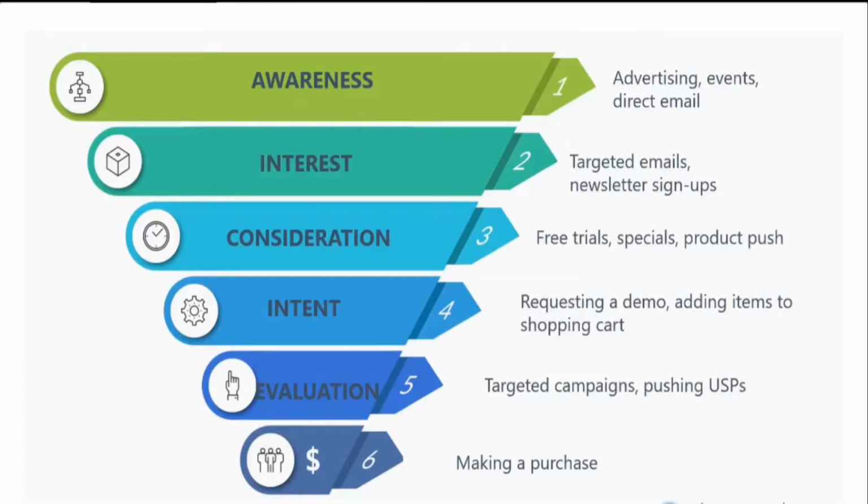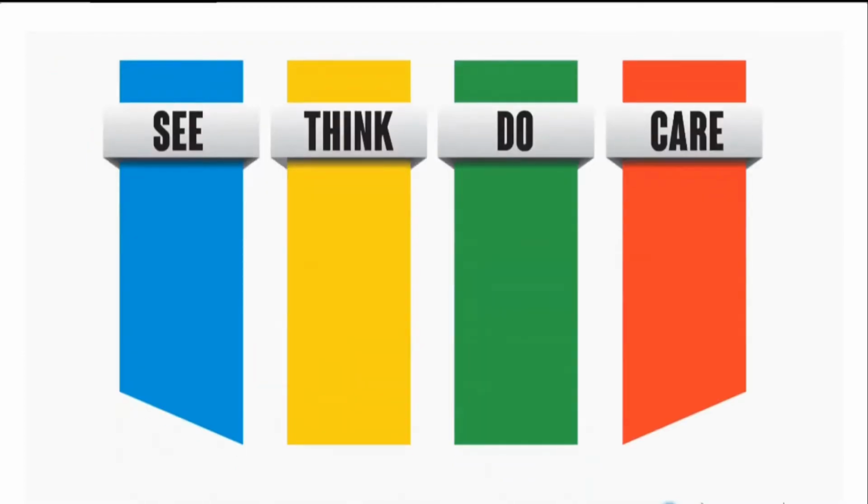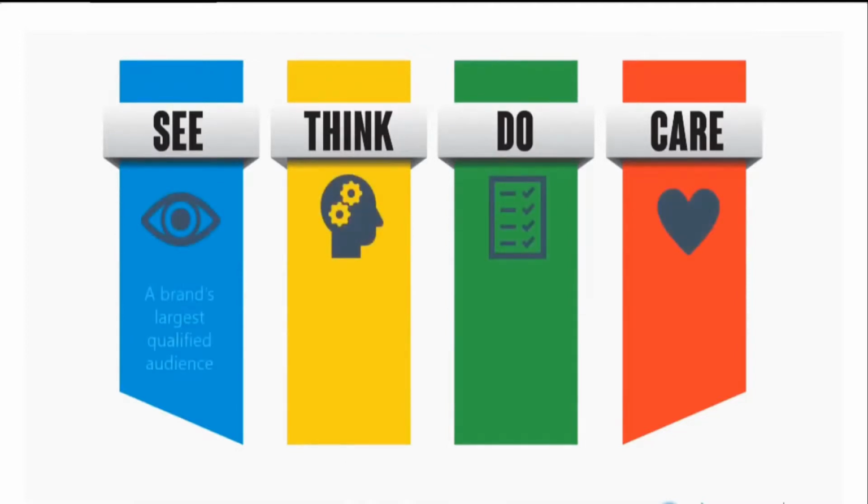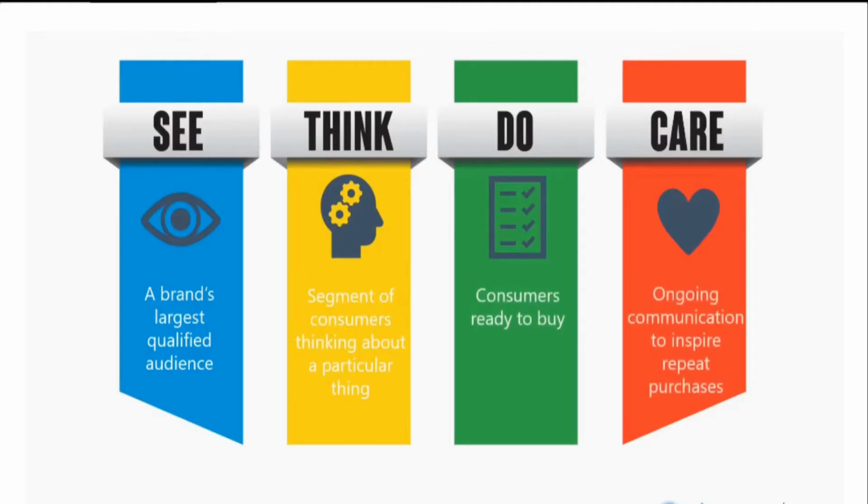So very important. Then we have the See, Think, Do, Care model, which is something that has been pioneered by Avinash Kaushik and Mark Grehan. What it does is, if we look at See, this entails a brand's largest qualified audience. We'll go through an example just now so you can see. In Think, it's the segment of consumers thinking about that particular thing. Do is consumers who are ready to buy. And then Care is ongoing communication to inspire repeat purchases.